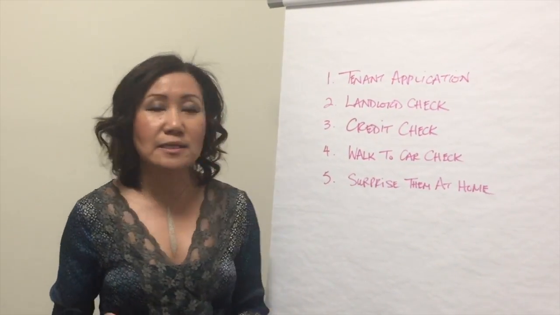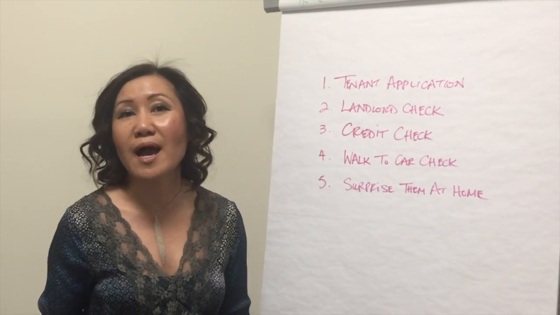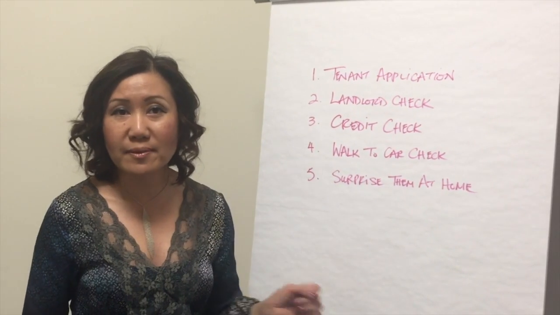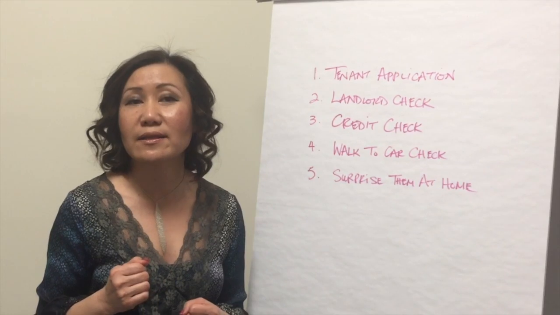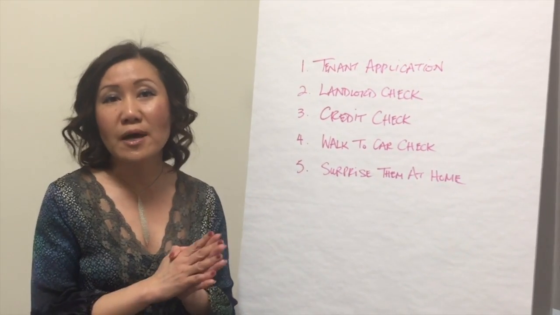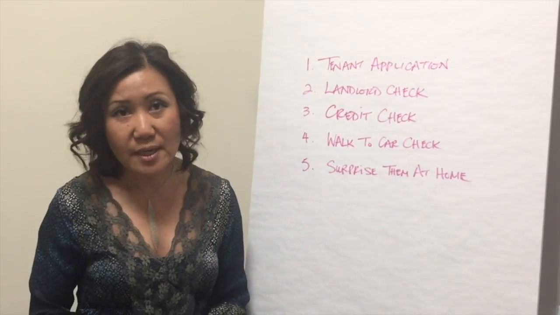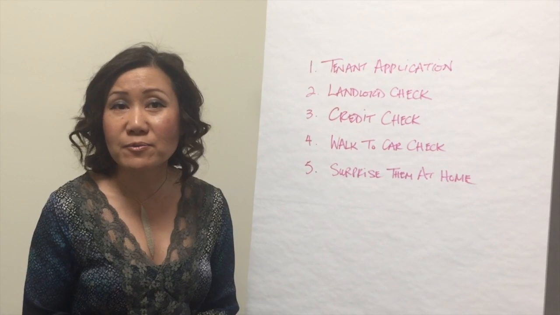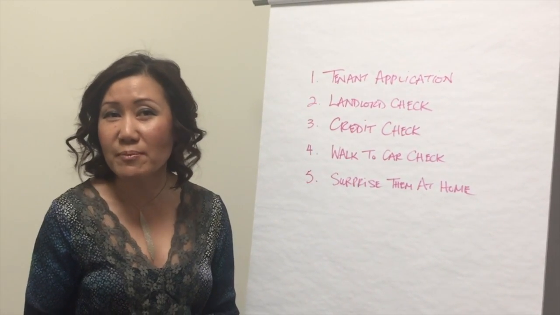So the third thing you need to do as a sophisticated investor is to have a credit check. On your application form, there should be a box that the tenant checks off and initials to authorize you to perform a credit check on them. What a credit check's going to tell you is if they can pay their bills on time. Because if they can't even pay their bills on time, the chances are maybe they're not going to pay the rent on time.